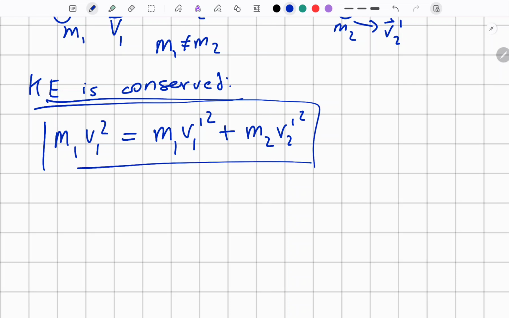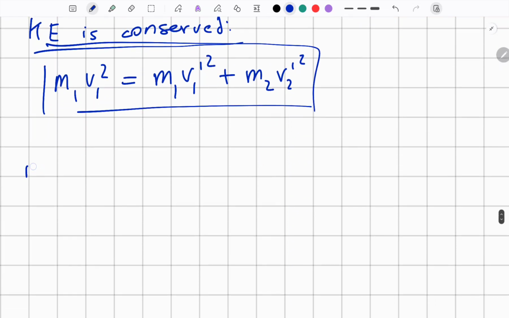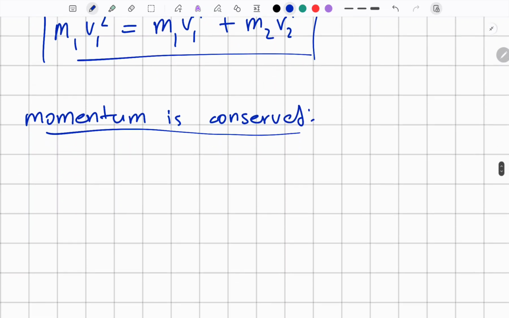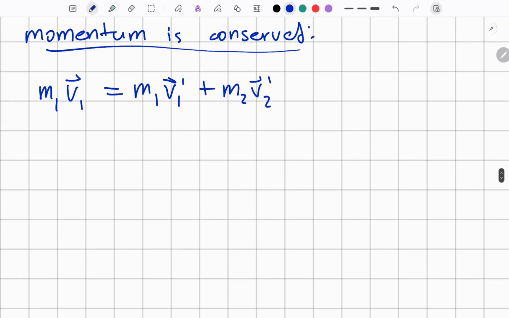Kinetic energy is conserved. Now we want to go ahead and also use the property of momentum. Our momentum is going to be conserved. So using the property of momentum, we will have m1 v1 is equal to m1 v1 prime plus m2 v2 prime. That comes from the fact that our momentum, mv, is going to be conserved in the end.